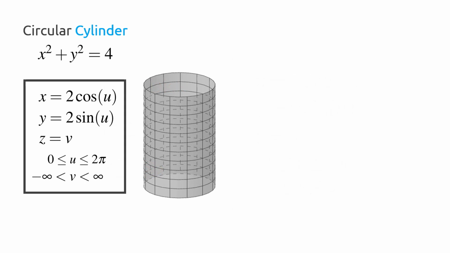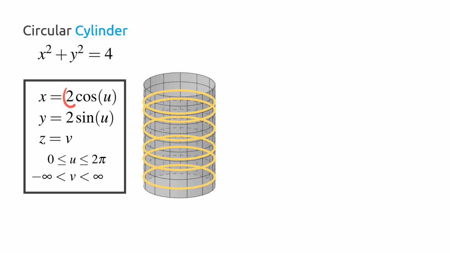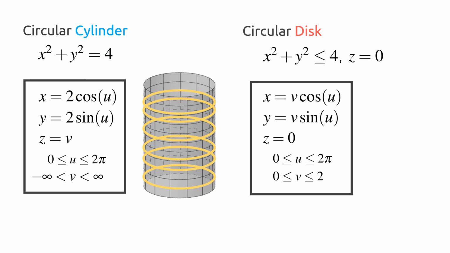Notice that for the circular cylinder, we want all the points that are 2 units away from the center of each of the cross-sectional circles. So, when we use cylindrical coordinates, r is fixed and equal to 2. On the other hand, for the circular disk, since we want all the points on and inside the boundary circle, we chose v as r and let it vary between 0 and 2 inclusive.